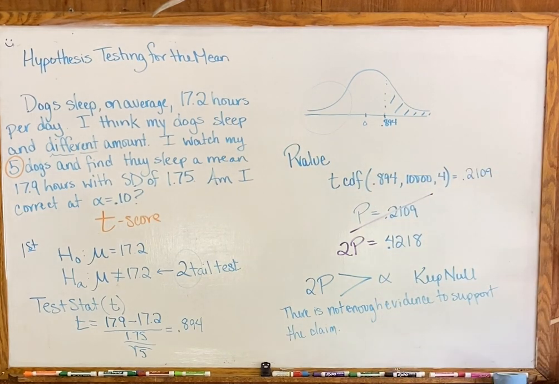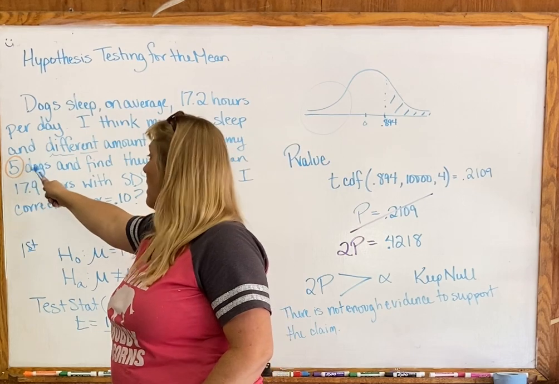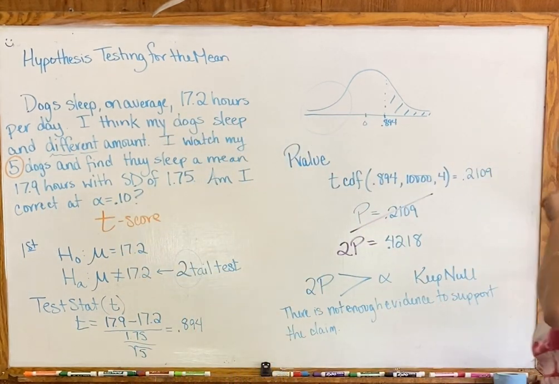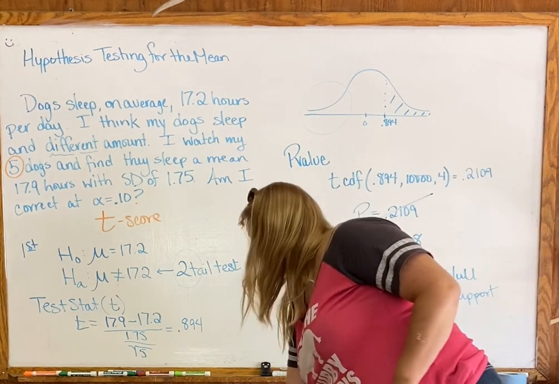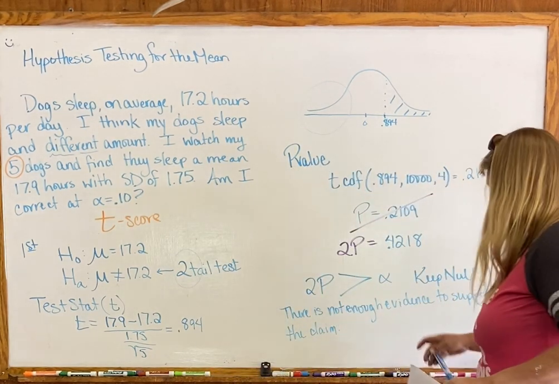So a couple things that you're noticing that you have to look at when you read these problems is you have to look for your sample size, and then you also have to be checking on those hypotheses to decide whether you have a one-tail or a two-tail test going on. Okay, so let's go ahead and do one more. I think I have one more. I do.